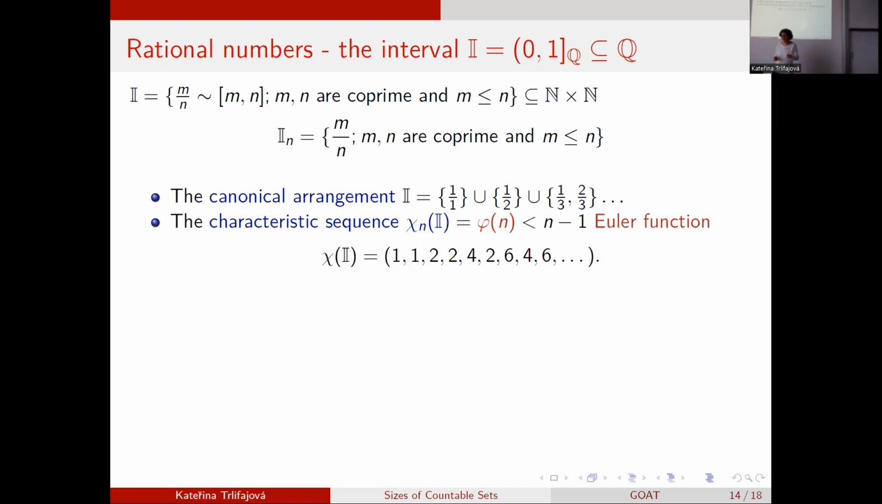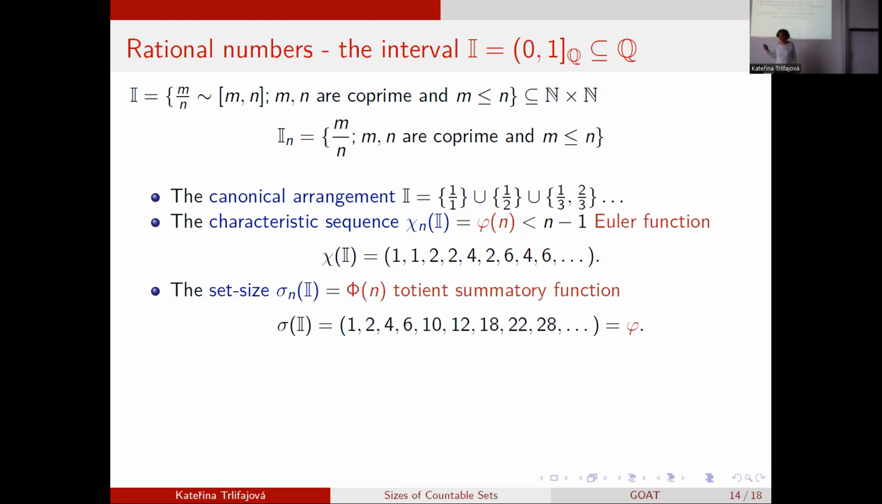And in fact, it is equal to the so-called Euler function, which means it is the number of coprime numbers less than n. It is always less than n minus 1. In fact, this characteristic function, the set size, is equal to the also well-known Gaussian symmetry function, and it is possible to express it algorithmically.